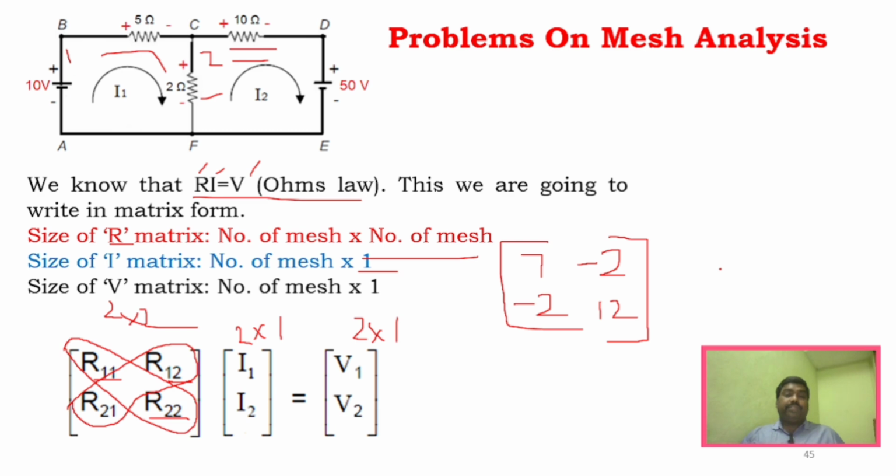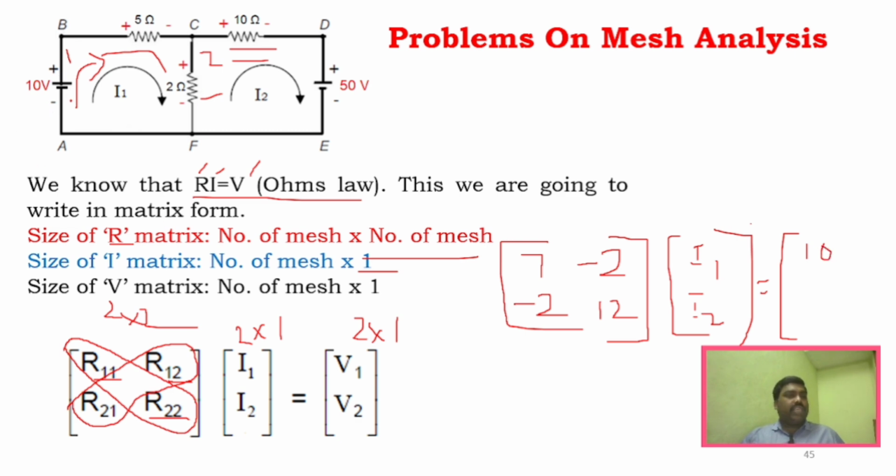And now, I1 and I2 are what we have to find out, and V1 and V2 are given. What is V1? It is for the first mesh. While writing V1 and V2, you have to be very careful. Whenever there is a rise in potential, it will be plus. You can see here from minus to plus. This is how we approach, so it will be plus 10, from lower potential to higher potential.